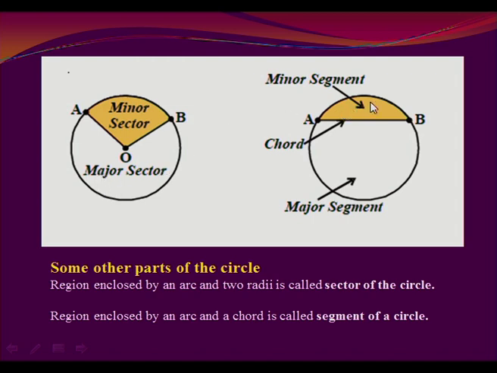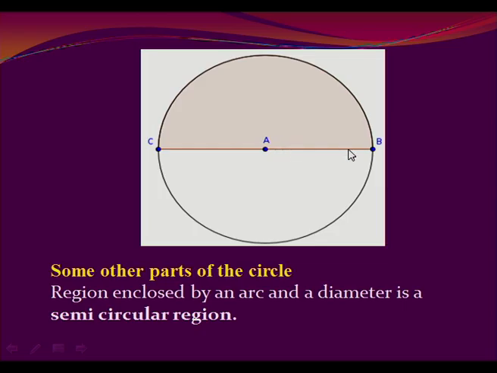Understand? So, here if a chord is drawn like this, AB, which is joining 2 points on the circle, the shaded part is called the minor segment, and this is the major segment. A diameter which is passing through a circle divides the circle into 2 equal parts. Understand. This is called a semicircle, which is equally divided by the diameter. The shaded part is a semicircle, and again this is also a semicircle.